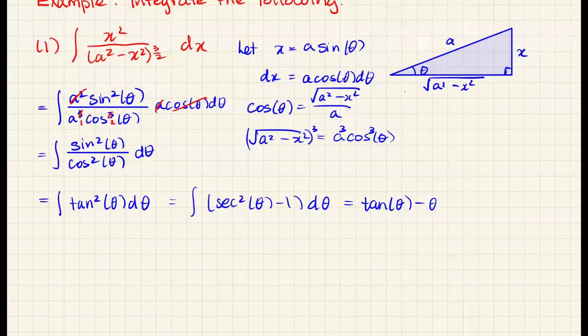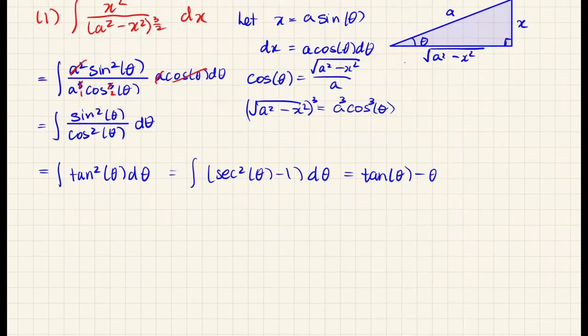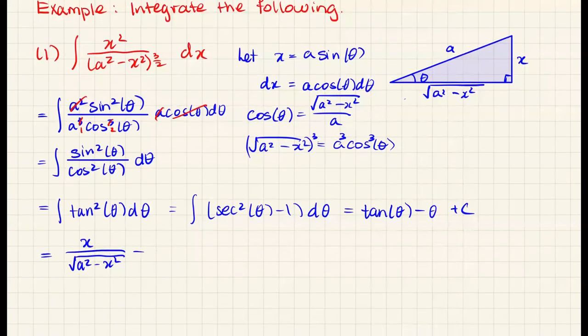So tan theta, according to our triangle, is just going to be opposite, which is x, divided by the adjacent, which is the square root of a squared minus x squared. So this is equal to x divided by the square root of a squared minus x squared, minus theta, which is going to be sine inverse of x divided by a, and then plus c. All right, so that's the first example.